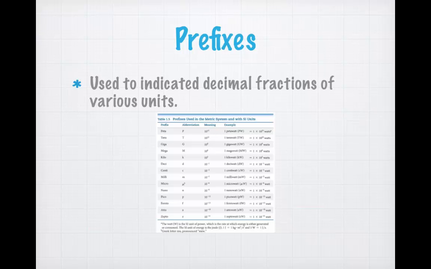Now here in this table there are a number of different prefixes that I've included. The most common ones are the ones closest to the center though, so milli, centi, deci, kilo, mega, and then as you go down, micro, nano, and pico.